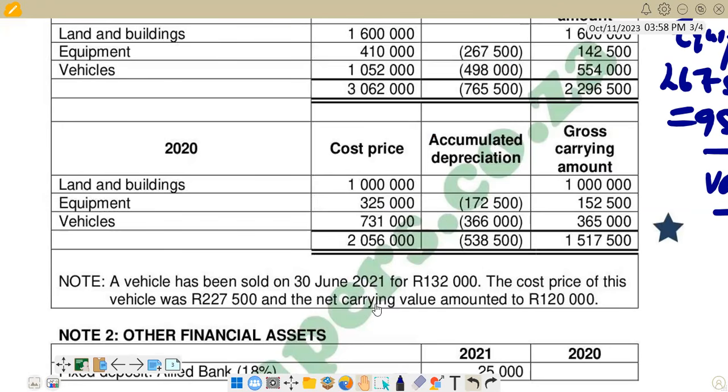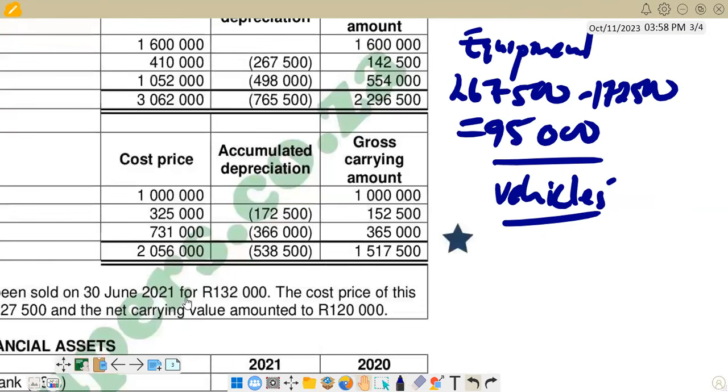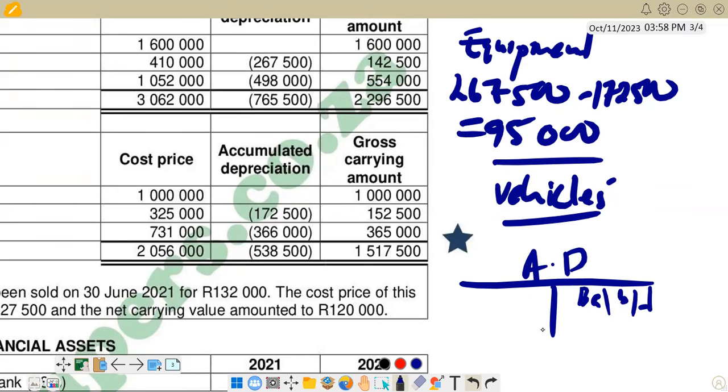accumulated depreciation account. Remember, in the accumulated depreciation account, let's just give a breakdown in terms of the accumulated depreciation account of a non-current asset. The balance BD at the beginning will be on the credit side. And then the balance CD at the end will be here on the debit side. And then the depreciation for the year will be on the credit side.